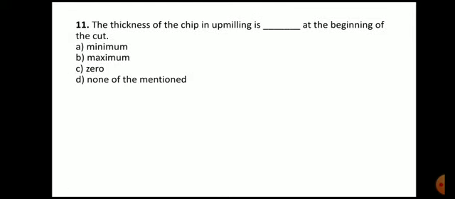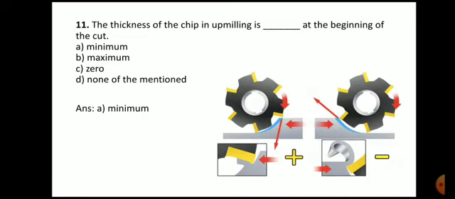Next question, the thickness of the chip in upmilling is blank at the beginning of the cut. That is minimum, maximum, zero, none of the mentioned. The answer is minimum. So the thickness of the chip in upmilling is minimum at the beginning of the cut. Now here you can see the example of upmilling and downmilling. We are interested in upmilling. So this is an example of upmilling.